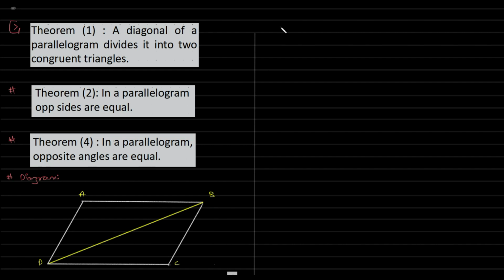So let's begin. Let's consider a parallelogram ABCD. Join DB, the diagonal. So that becomes your diagonal.